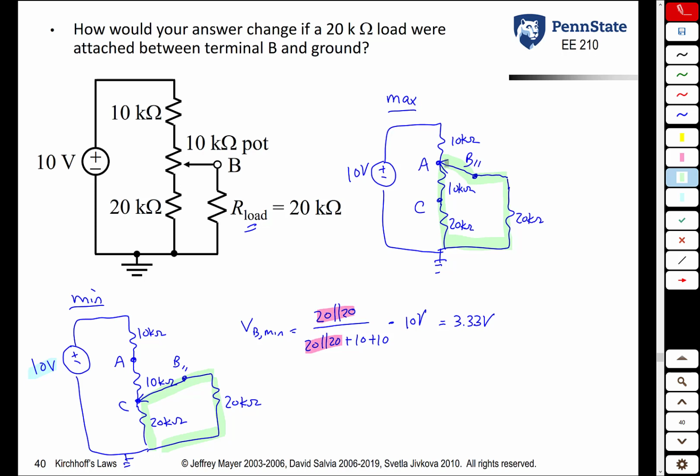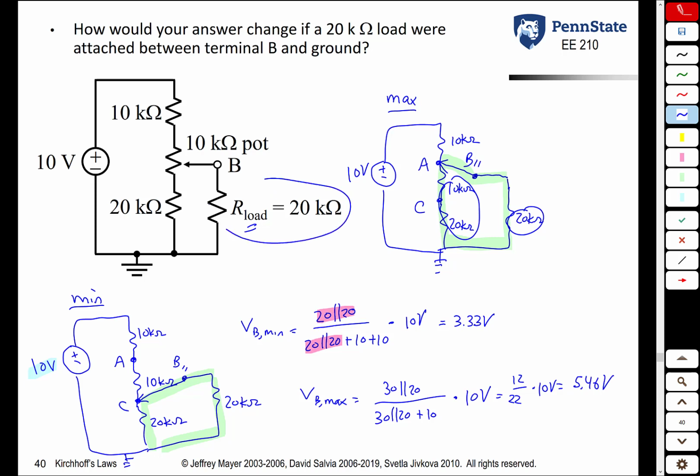So now, to get VB max, the numerator is going to be 30K in parallel with 20K. So 30K in parallel with 20K, all over the same thing, plus the top 10 kilo ohm resistor multiplied by 10 volts. You work this math out, you get 12 over 22 times 10 volts, or 5.46 volts. So bottom line, when you add a load resistor, you have to take that into account when you do these voltage divisions. It turns out if this load resistor is much larger than these resistors here, it's going to have very little effect on the swing.